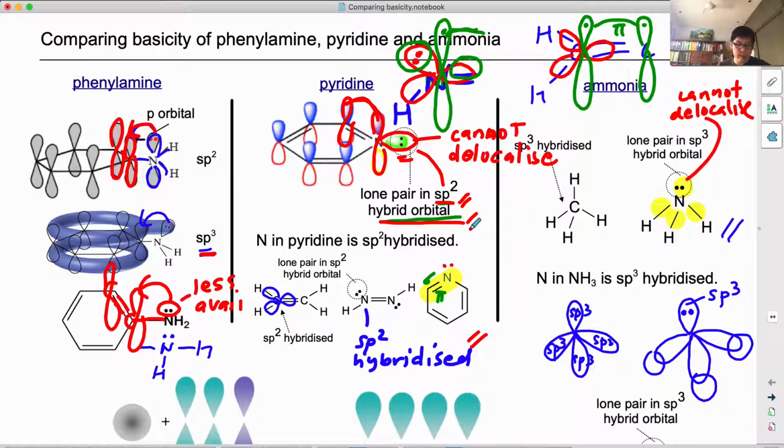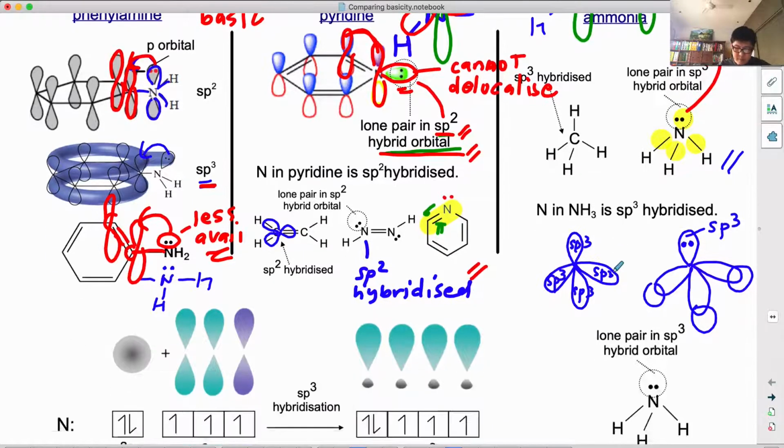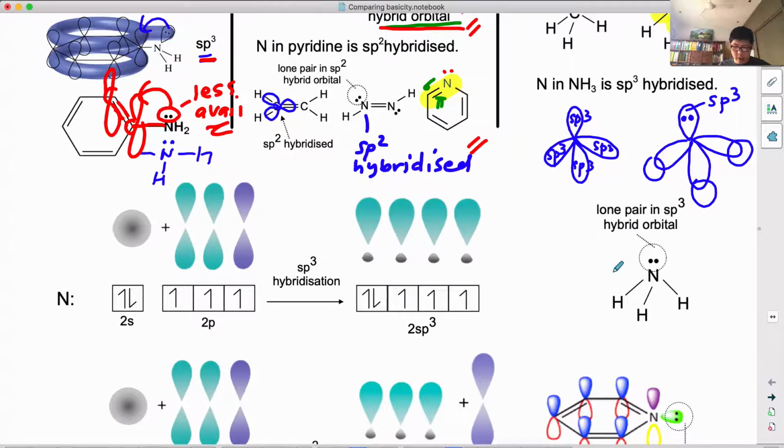Since the lone pair in phenylamine can delocalize, phenylamine must be the least basic, because the lone pair will be less available to accept a proton. The tricky question comes in when we have to compare ammonia and pyridine, because in both the lone pair cannot delocalize. So we're going to learn this little concept here. Let's run through this part.